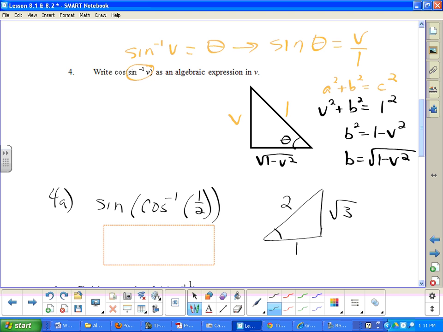So to find cosine, we're doing the cosine of this angle theta. Cosine of theta is equal to the square root of 1 minus v squared over 1, which is just the square root of 1 minus v squared. And that's the answer.